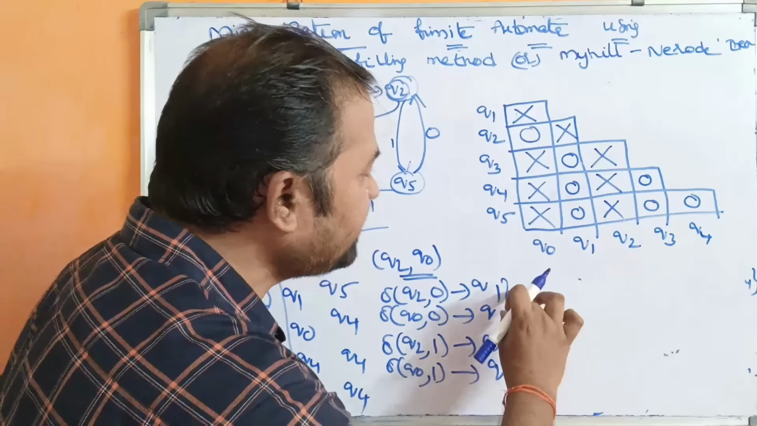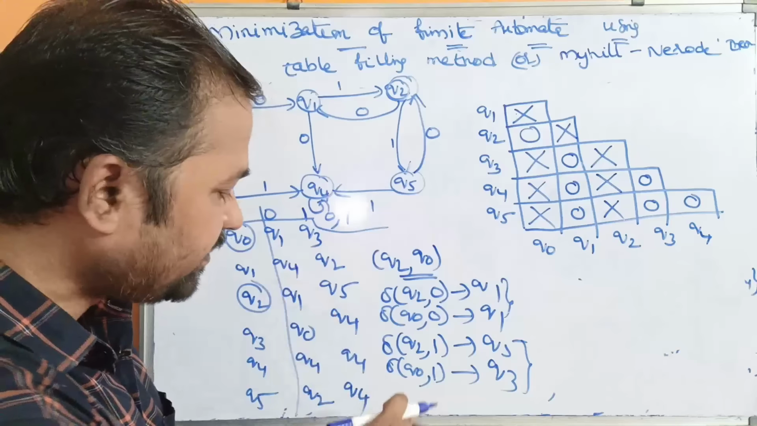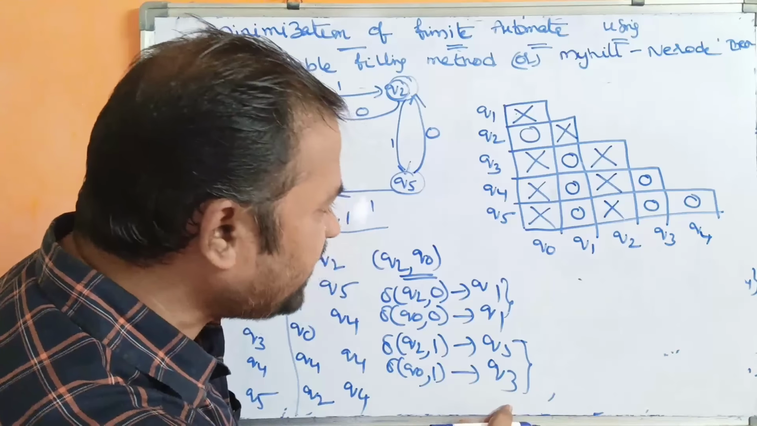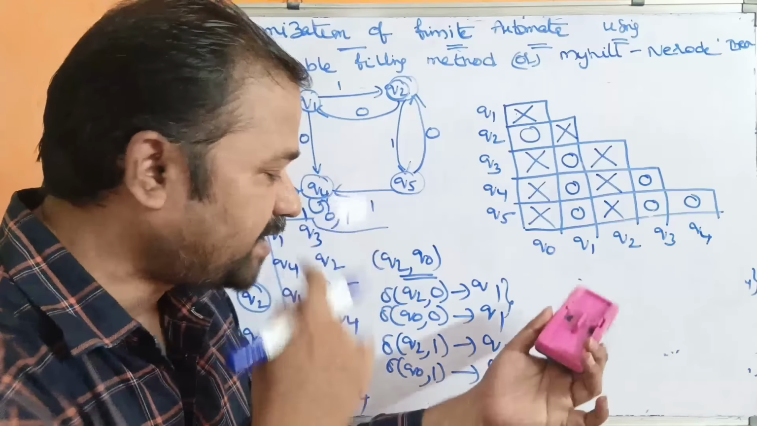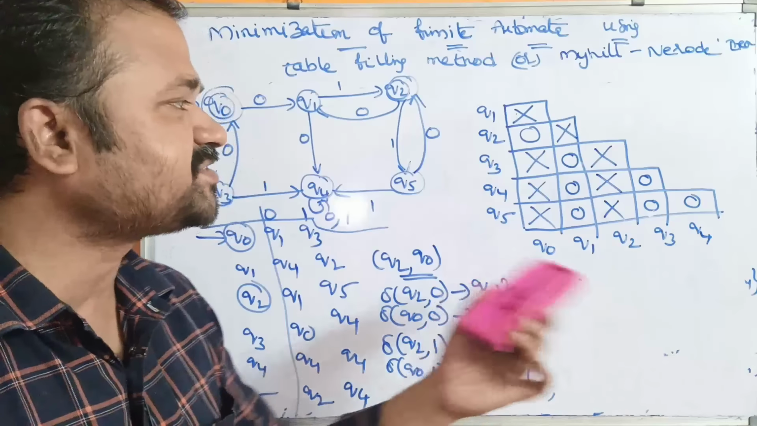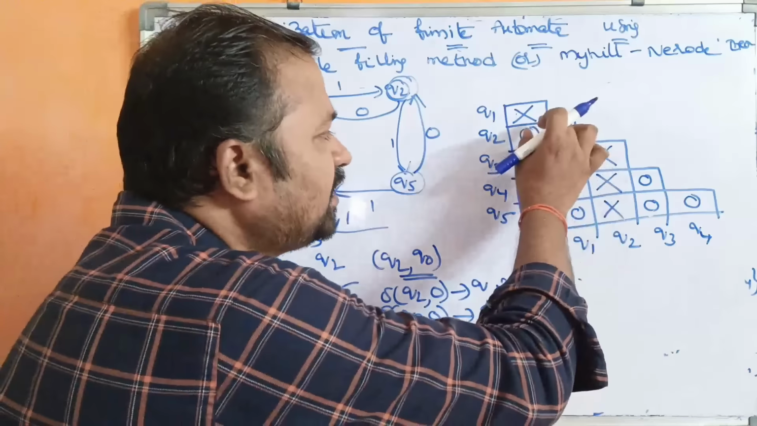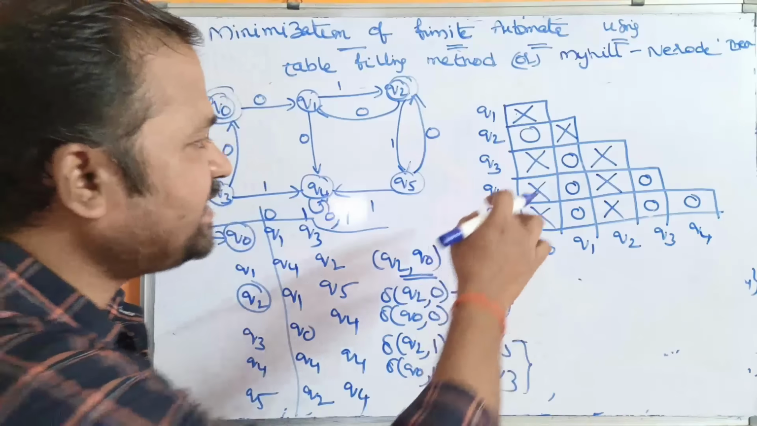But here the problem is we don't have a Q1, Q1 pair, and if we observe Q5, Q3, this pair is not marked. So marking Q2, Q0 is not possible. So we have to leave this pair as it is. Now let us see the next one.